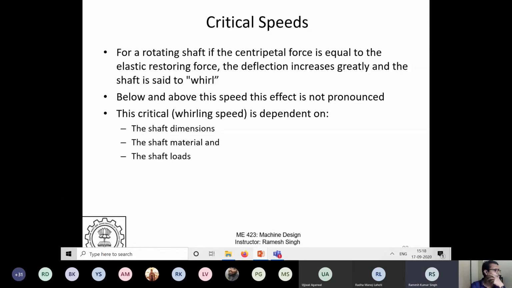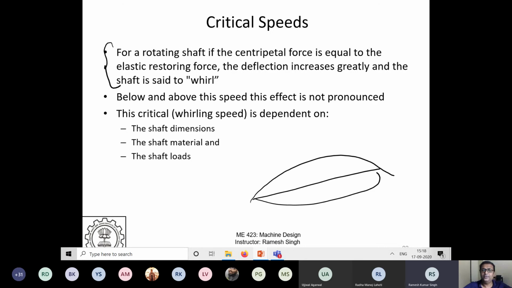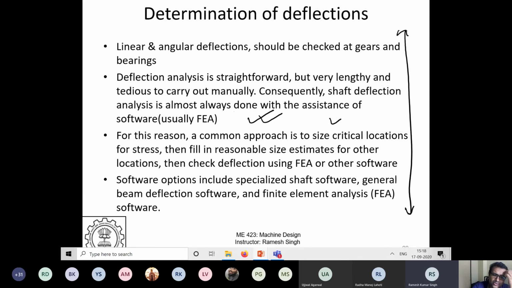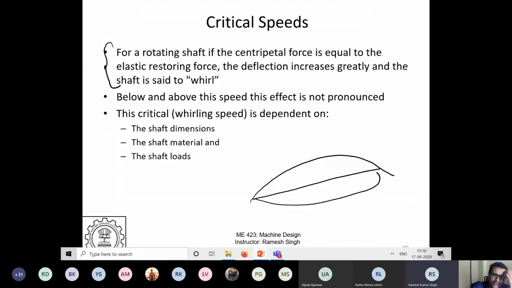Okay, so the critical speed which you need: you have a rotating shaft, and there's a centripetal force which is equal to the elastic restoring force, and the deflection increases greatly, and the shaft is said to whirl. So at certain speeds, the shaft is supposed to whirl. There is a whirling speed, and this is what is called critical speed.